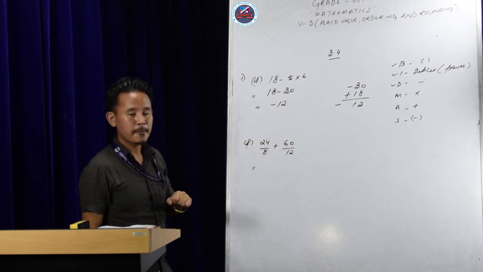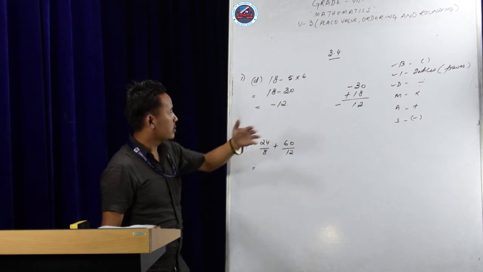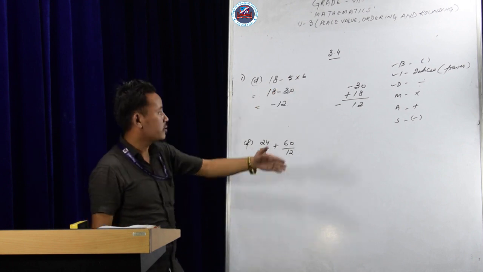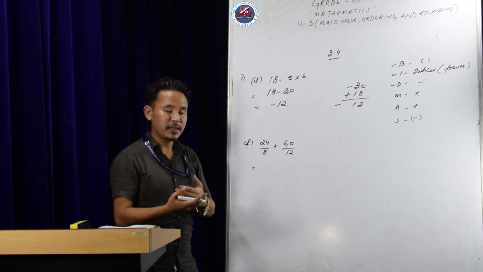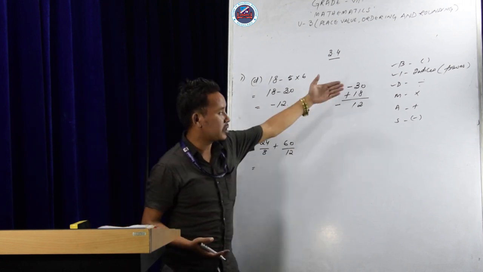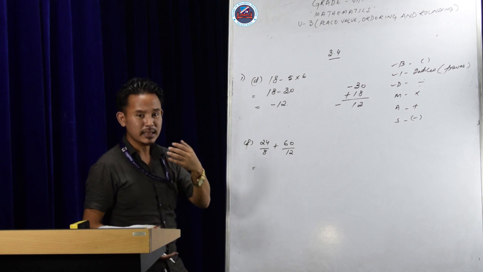Any doubts? Some of you might come up with the idea of directly subtracting 5 from 18 and then multiplying. In that case, you are breaking down the chain. Okay, let's not do that.